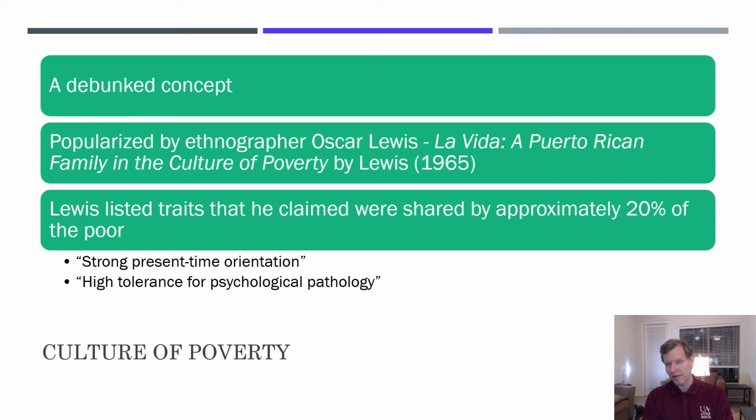What this means is that he promoted the idea that people who live in poverty have a certain culture of poverty where they're not really thinking about the future. And high tolerance for psychological pathology. What Lewis meant by that is that people who live in poverty have a high tolerance for crime.